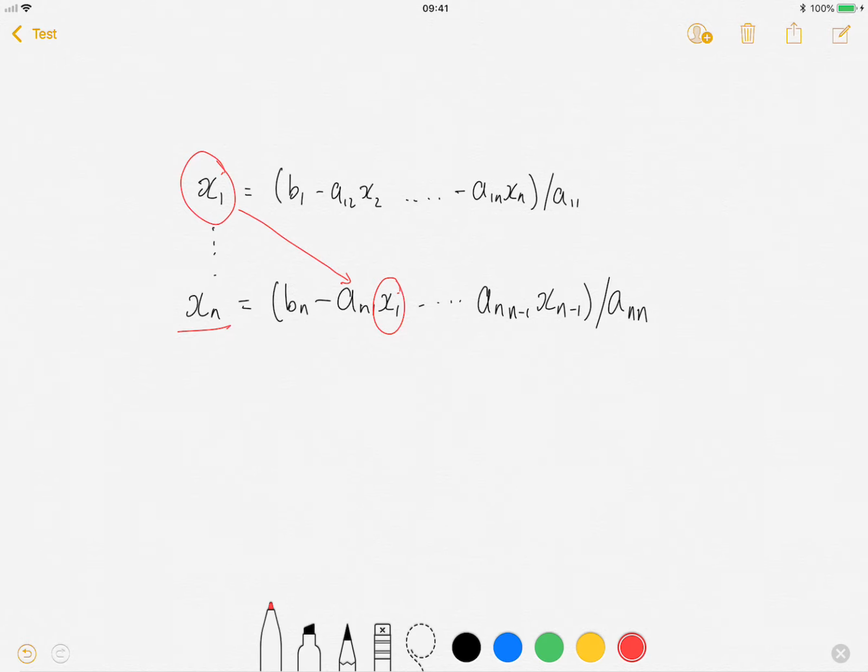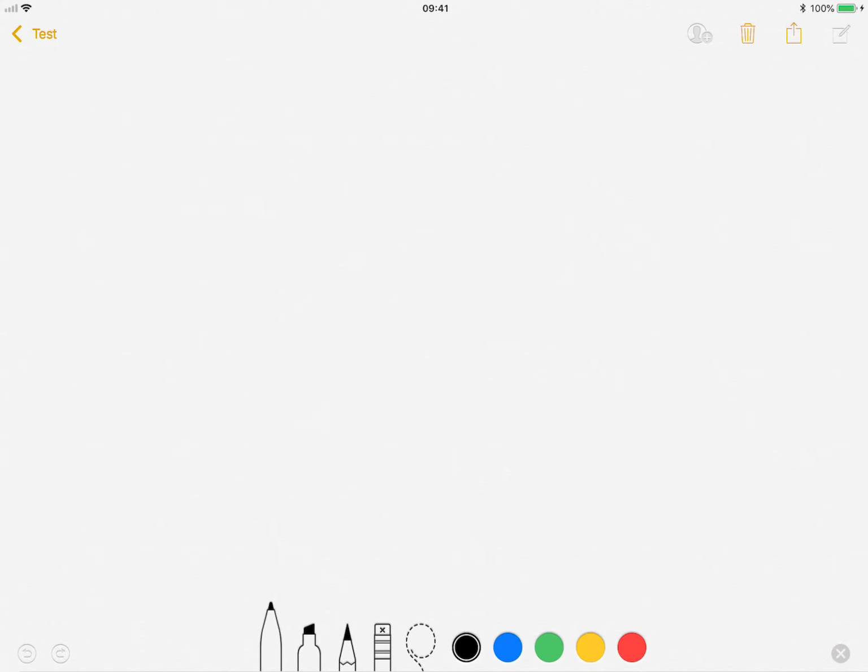So for example, if we assumed that all x's are equal to 0, with x1 not being equal to 0, then x1 is quite simply equal to b1 over a11.